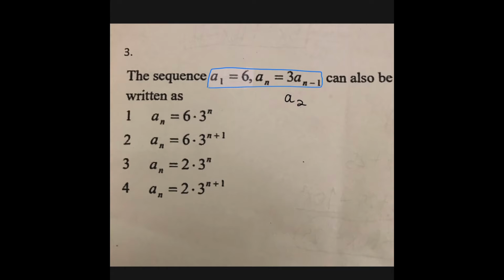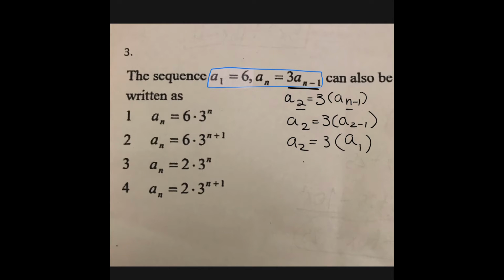A sub 2 equals, gotta put this formula in right here, 3 times a sub n minus 1. We know now, since we're looking for the second term, n should be replaced with 2. So a sub 2 equals 3 times a sub 2 minus 1. 2 minus 1 equals 1. So we should be multiplying a sub 1 times 3 in order to get our second term, a sub 2.